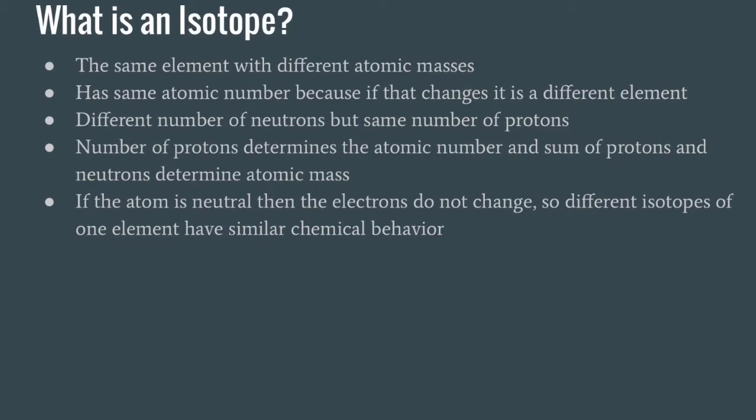The number of electrons does not change as long as the atom is neutral because the negative charge of the electrons cancels out the positive charge of the protons. Different isotopes of the same element often have similar chemical behavior because electrons, not neutrons, affect how elements behave with other elements.